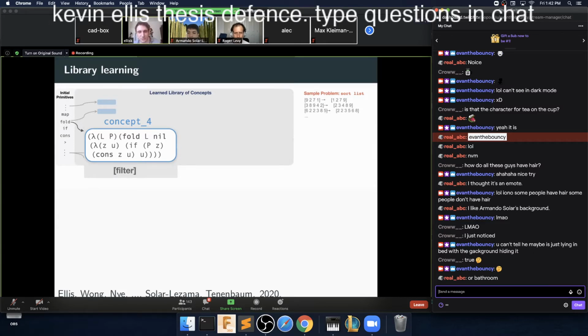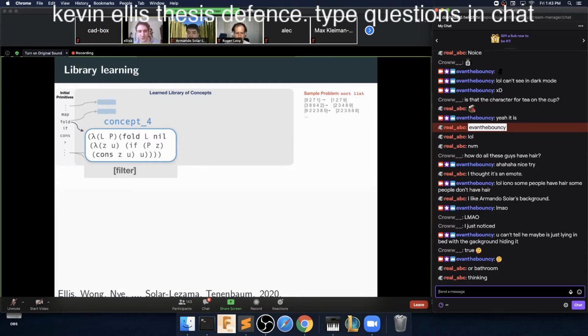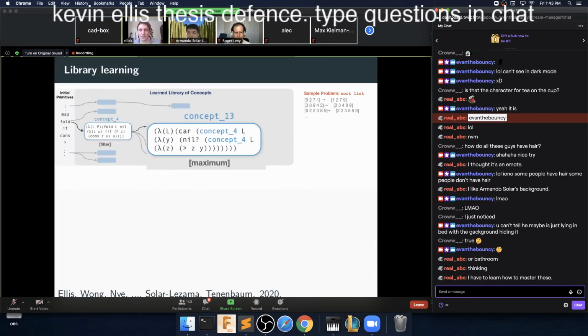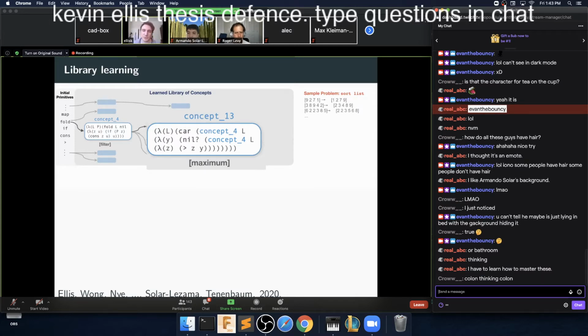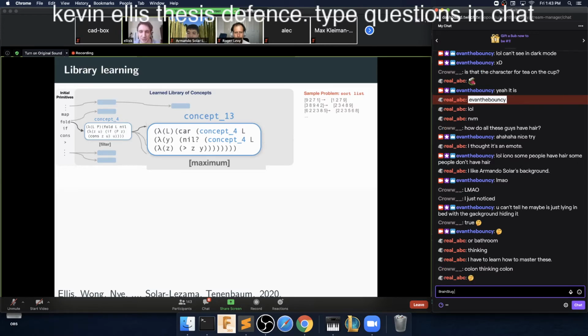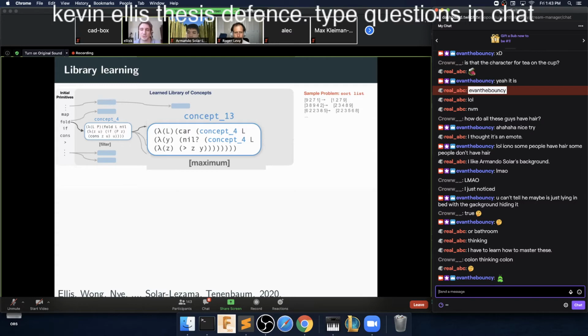And filter, you can imagine, would be useful for sorting lists of numbers, but it's still not quite all the way to a sorting algorithm. So it's building this library hierarchically. And if you look deeper into this hierarchy, you see, for example, here, the 13th concept that it added to its library is this function which computes the maximum element of a list. So that seems much more like sorting, like we're getting much closer.